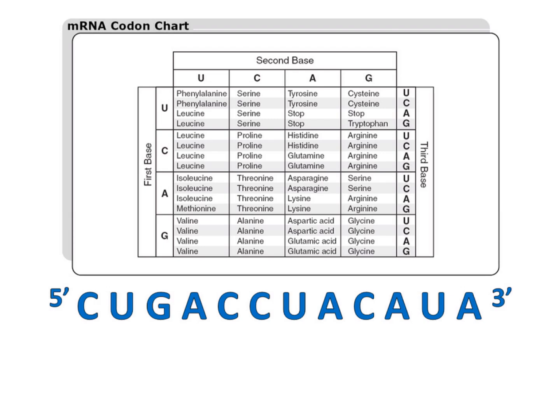Hello students, this is Mr. Haney and I'm going to review with you how to use a codon chart to translate an mRNA strand into the correct sequence of amino acids.